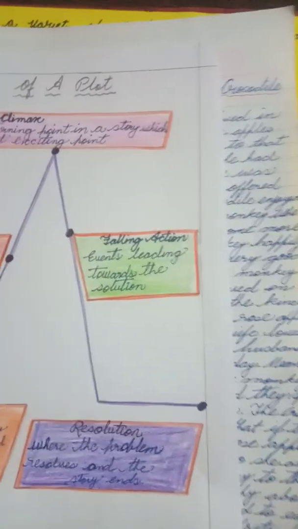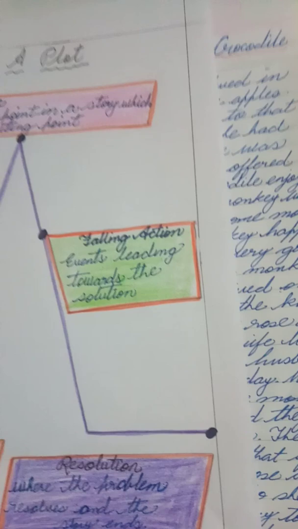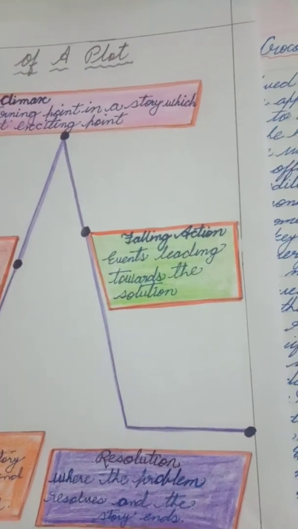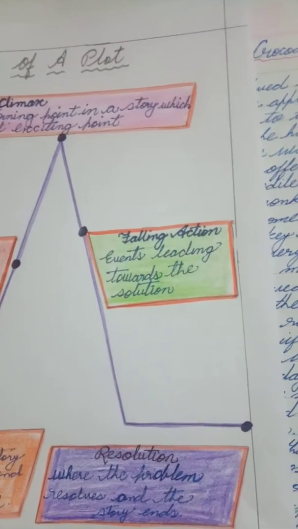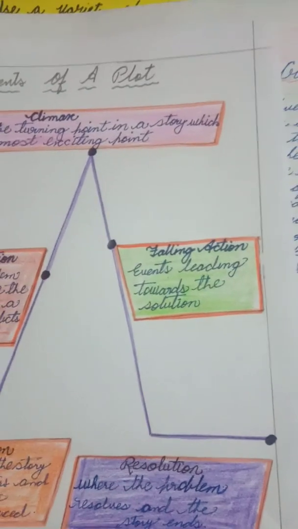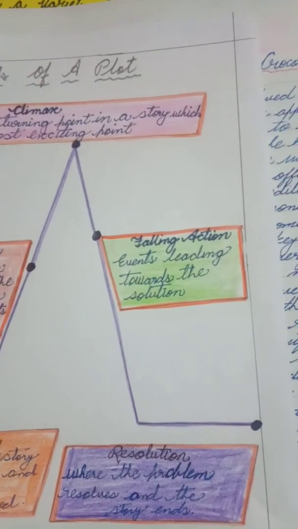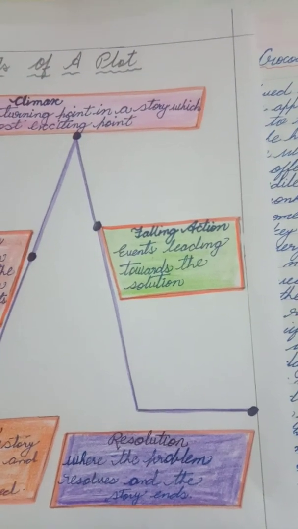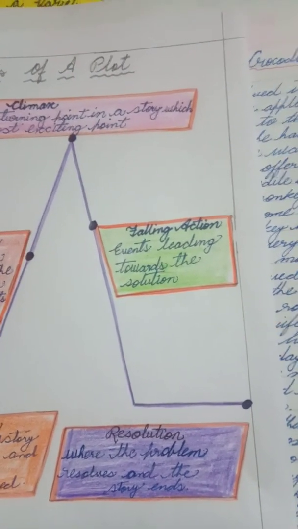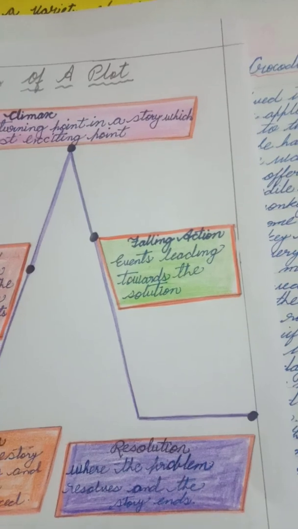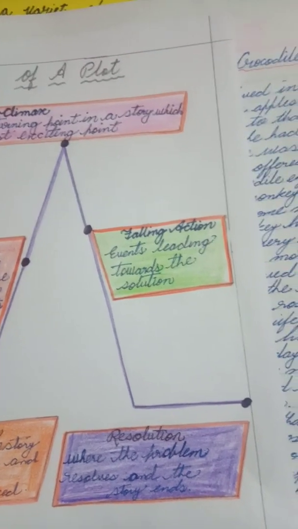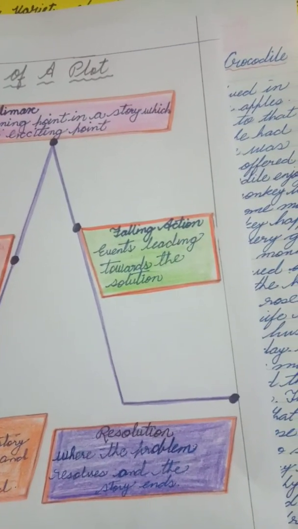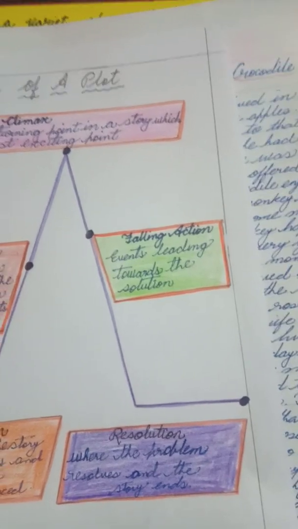Now, next comes falling action. Here, this consists of events which lead towards the solution of the problem. So, in the story of Monkey and Crocodile, he said that he would gladly give up his heart to save his wife, but he had left his heart on the rose apple tree. Now, this event leads towards the solution of the problem.